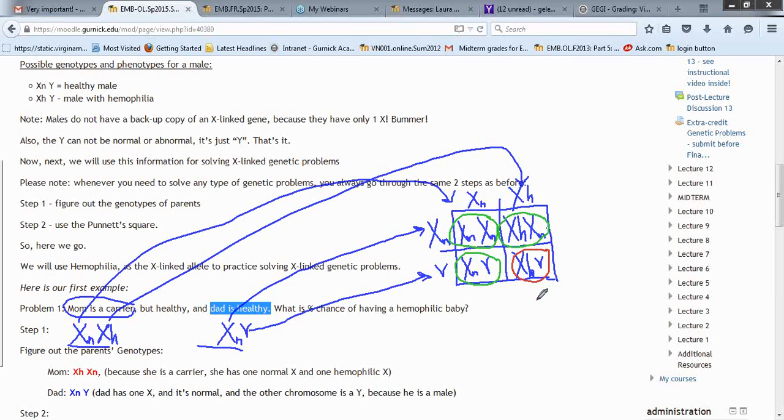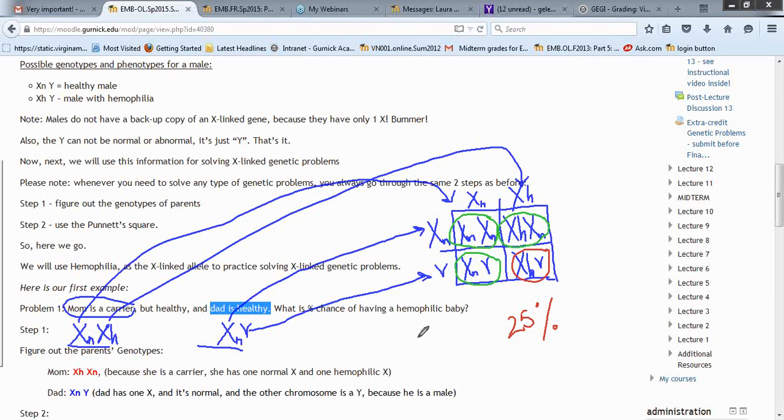So 3 out of 4 would be healthy, and 1 out of 4, which is 25% chance, would have hemophilia. Now, if I asked you a question differently, if I said that this man and this woman, they are having a baby, they're pregnant 20 weeks, they're going to their ultrasound and they want to find out the sex of the baby, and they find out that they're having a boy. Do they need to worry? If they find out that they're having a girl, do they need to worry?